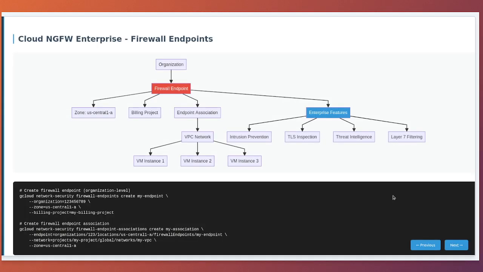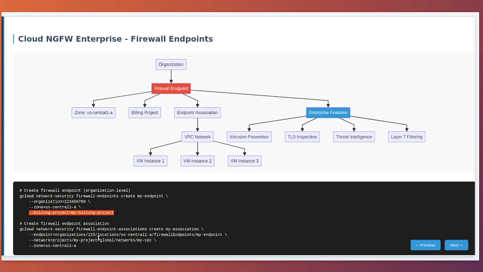Cloud NGFW Enterprise Architecture. This diagram illustrates the Cloud NGFW Enterprise Architecture. At the organization level, we create a firewall endpoint using the gcloud network-security firewall-endpoints create my-endpoint command. This endpoint is associated with a specific zone and requires a billing project. The firewall endpoint provides the compute resources for enterprise features like intrusion prevention, TLS inspection, threat intelligence, and Layer 7 filtering. These features require dedicated processing power, which is why they are implemented as managed services.